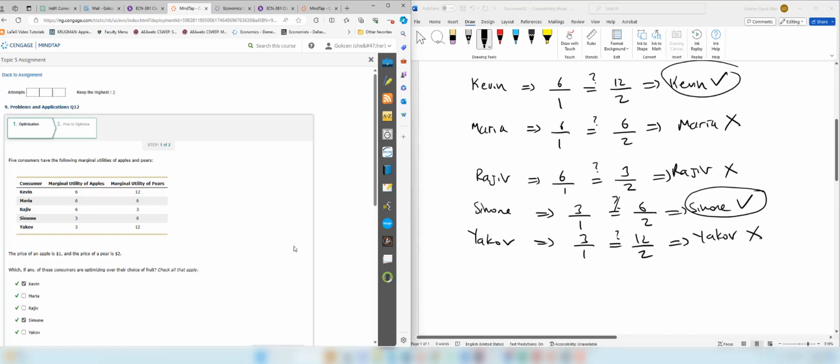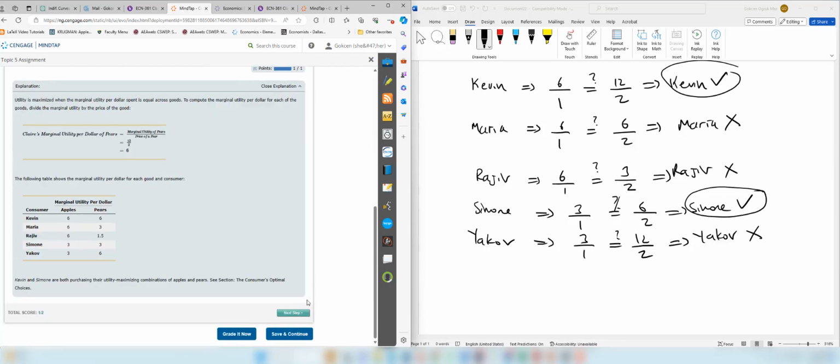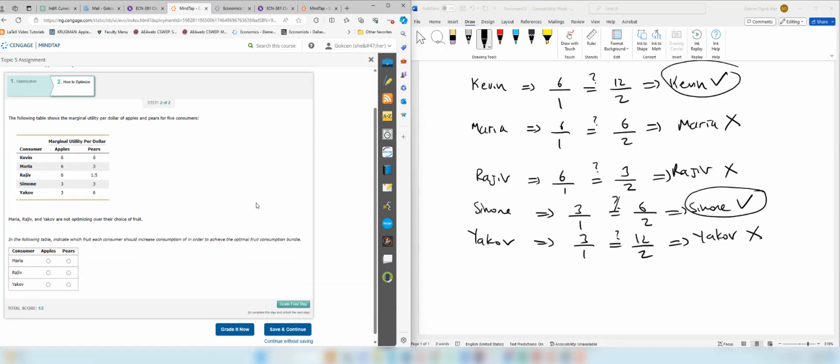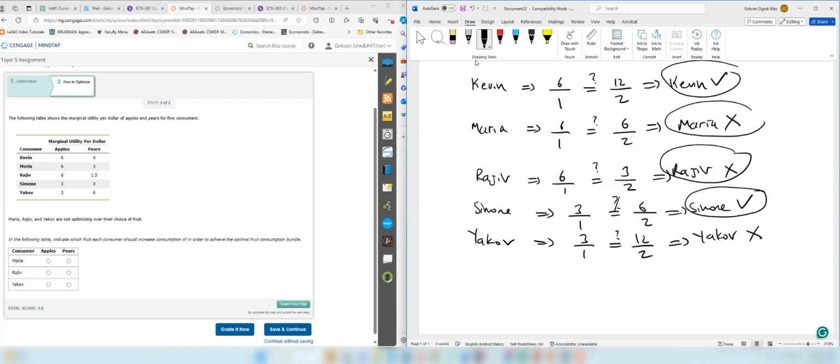Let's move on to step 2. For step 2, we need to suggest a way to maximize utility. Maria, Rajiv and Yaakov are not optimizing over their fruit choices. Let's circle them in red so you can see it. In the following table, we indicate which fruit each consumer should increase consumption of in order to achieve the optimal fruit consumption bundle.